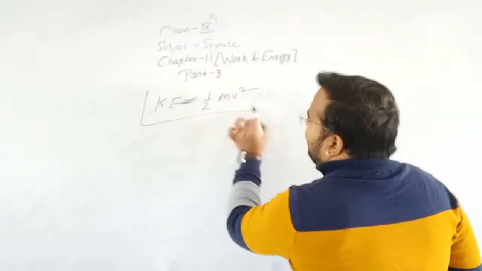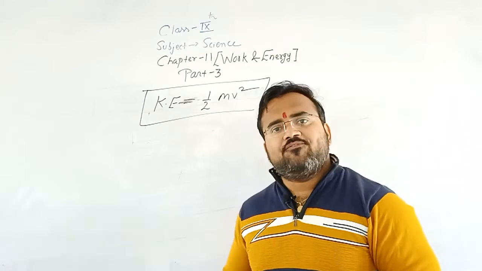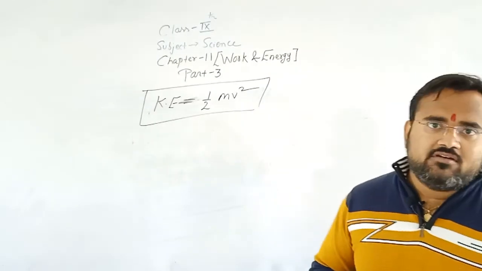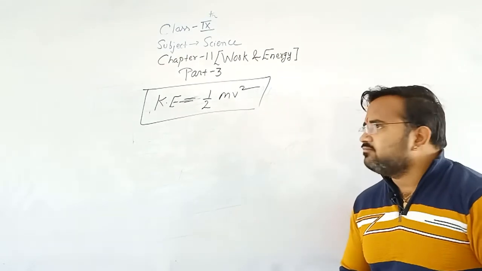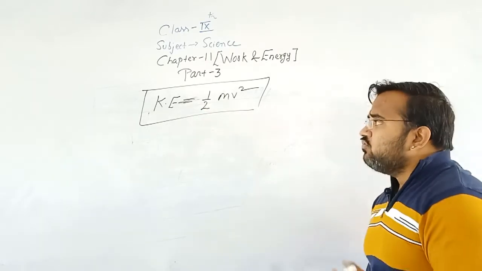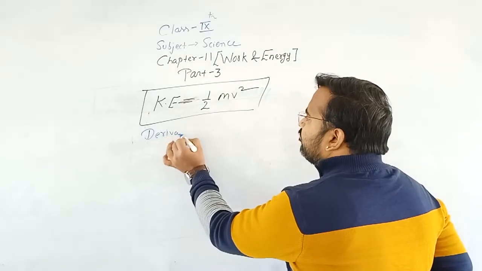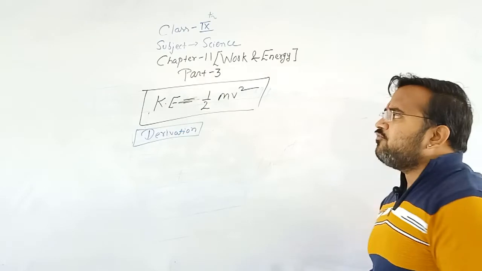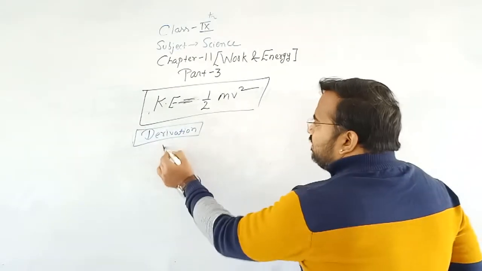Now, as you know, whenever we are studying any type of formula, first we see how this formula has been derived. Now we'll see the derivation of kinetic energy. Kinetic energy is equal to half mv square. So what is the derivation? How did this formula come? We'll derive the formula for kinetic energy from the formula of work done.